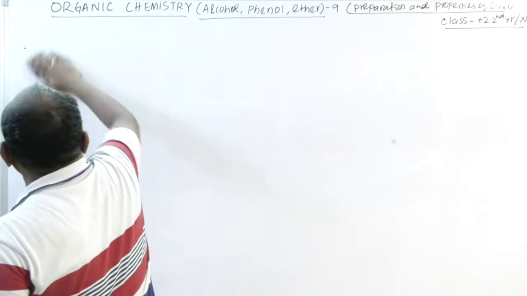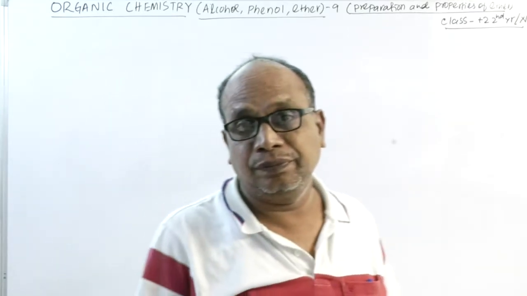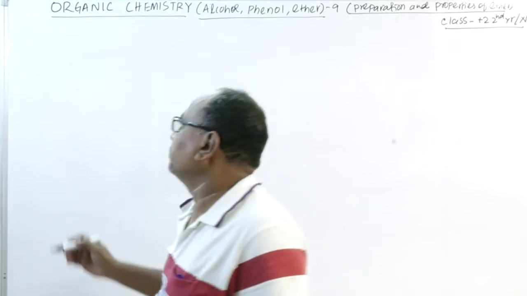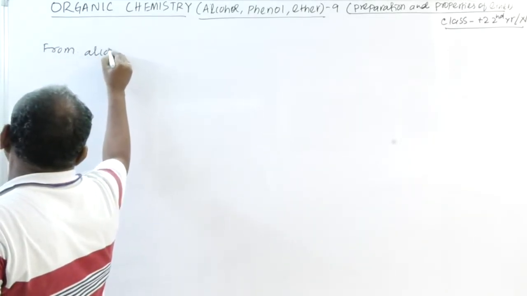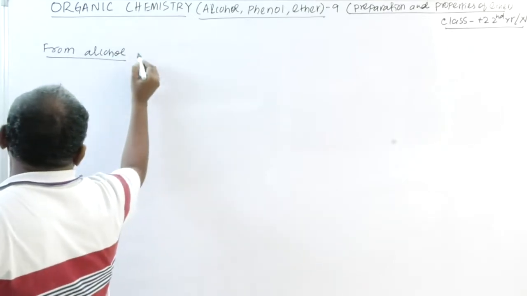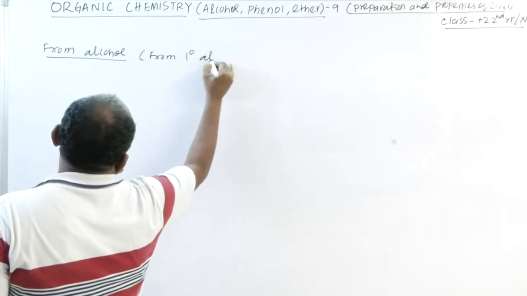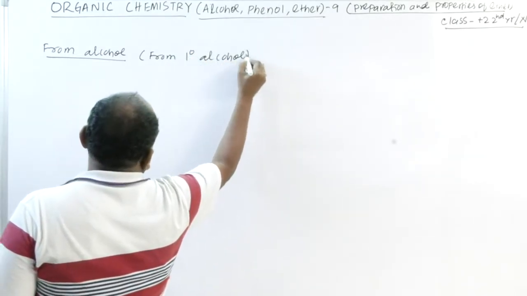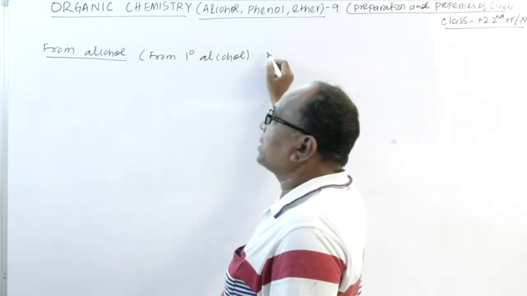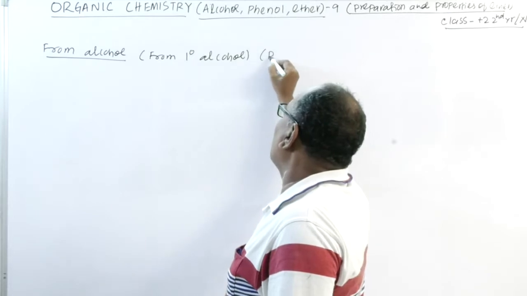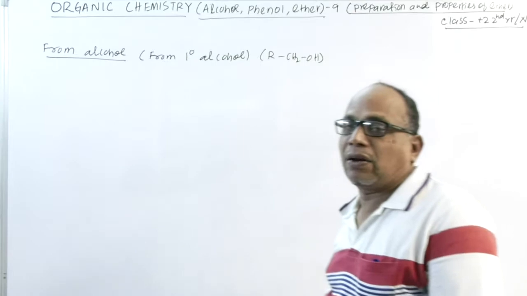Now, method of preparation. The ether can be prepared in two ways. From alcohol. Particularly, we are doing it from primary alcohol. What is primary alcohol? Primary alcohol means the alcohol which possesses the CH2OH group, that means RCH2OH. This is your primary alcohol.